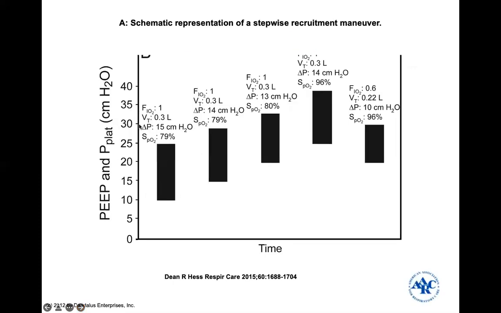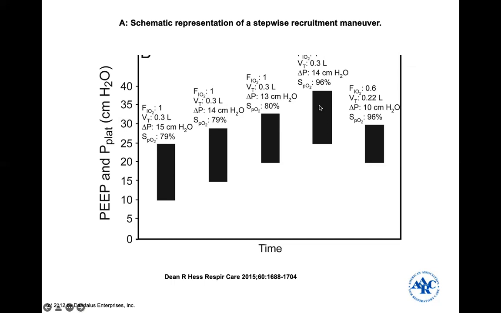As an example, this is a beautiful graph published by DNR in their study. Here you can see that they have plotted the PEEP and the P plateau of a patient with ARDS, an adult patient. Initially, when they are starting the recruitment maneuver or the escalating PEEP, the SpO2 is only 79% with a delta P of 15 centimeters. As they go on increasing the PEEP, their saturation slowly increases. At this point, maybe the PEEP is above 20. They have achieved a saturation of 96. But unfortunately, that is also associated with a very high P plateau of above 35.